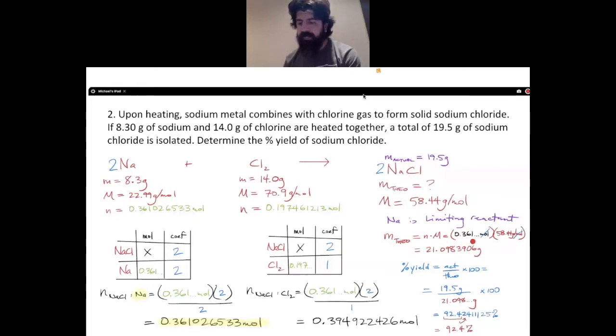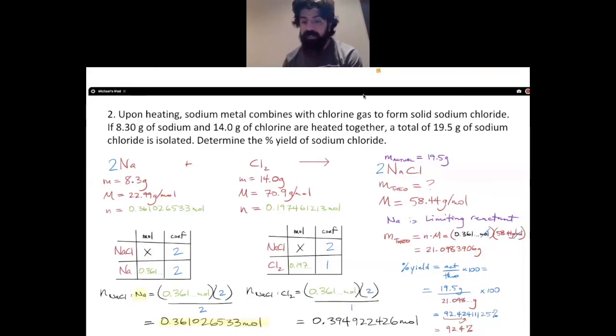So we take the moles that we calculated, the least number of moles that we've made, with the molar mass, and we get 21.0983. So we get this one big number. Do not round this number either. We're not done yet. This is not what I'm being asked to find.